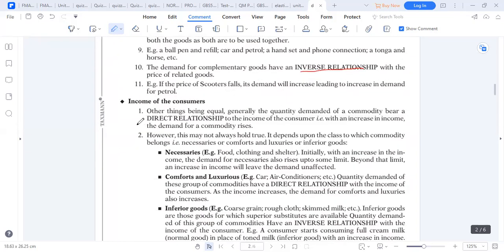There's income also. Income ideally should have a direct relationship. The more your income, the more you should want a particular good. So for normal goods, we call them normal because that is a normal behavior. An increase in income will result in an increase in the demand for a particular good. And so under income, for necessities and comforts, we have a positive relationship and hence a positive elasticity.